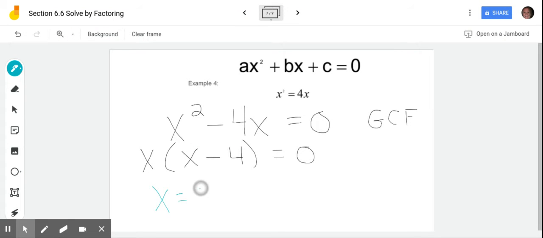Okay, so now I say x could equal 0 or x minus 4 could equal 0. So x equals 0 or x minus 4 equals 0. Okay, so my answer to this one is that x can equal 0 or positive 4.